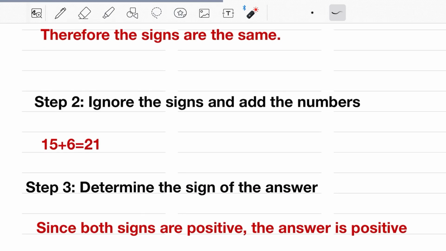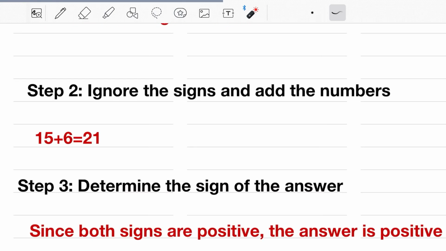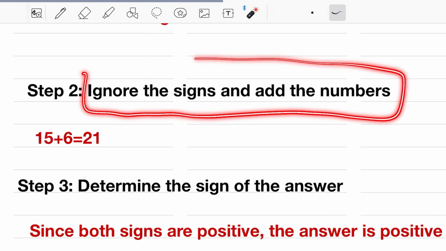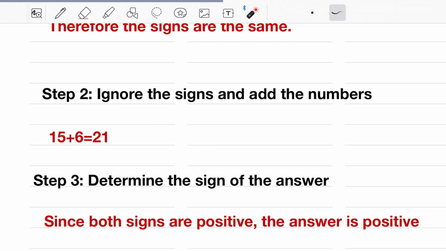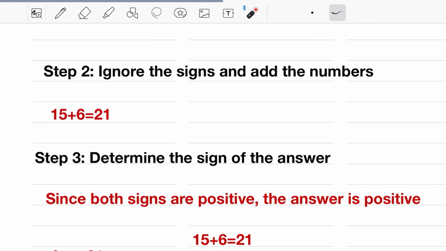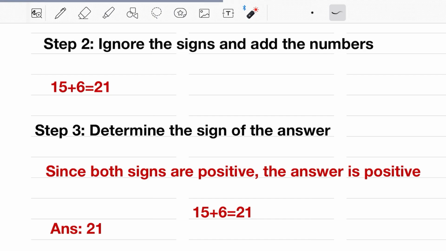Next, this rule pertains to when the signs are the same, so we ignore the signs and we add the numbers. That is 15 plus 6, which is 21. And step 3 determines the sign of the answer. Since both these numbers are positive, your answer will also be positive. So your answer is 21.